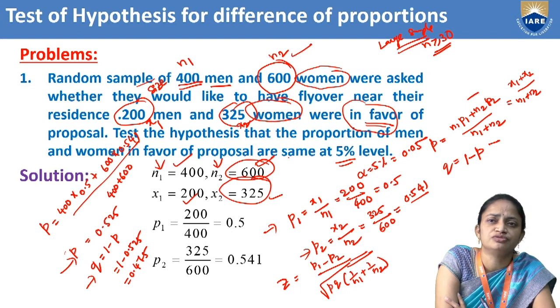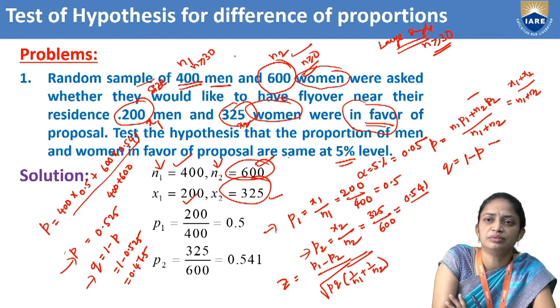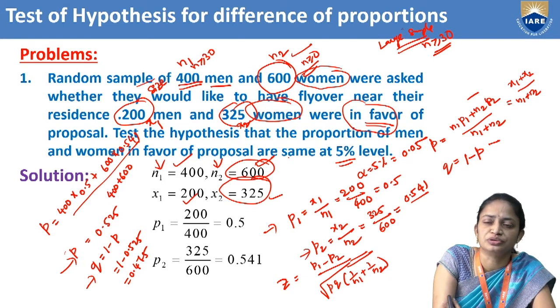So here n value is 400 and here also n value is 600. That means here also n is greater than or equal to 30. So n is greater than or equal to 30 means this is a large sample question. So now we have to follow the procedure for large sample tests. Okay, so what is the procedure?